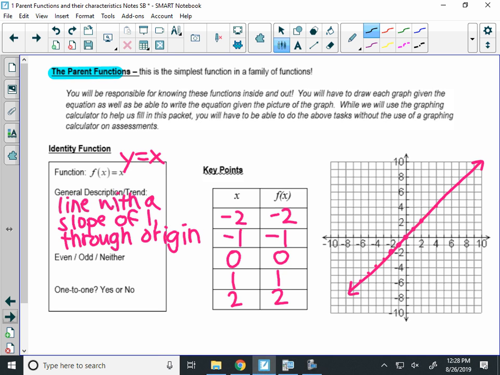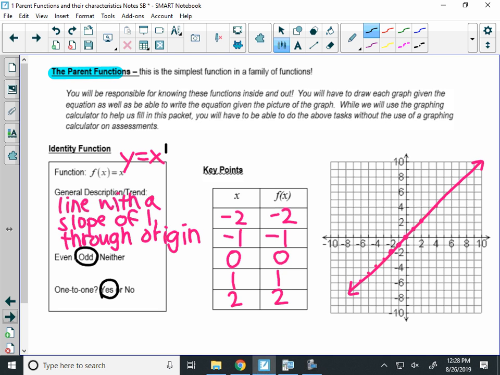What do you think, Charlie? Odd. Yep, why do you say it's odd? Because its exponents are odd. Yeah, x to the first. 1 is an odd number. That's an odd function. It is also reflecting over the origin. Is that graph 1 to 1? Yes. It passes the horizontal line test, so it is a 1-to-1 function. Okay? Parent function number 1.